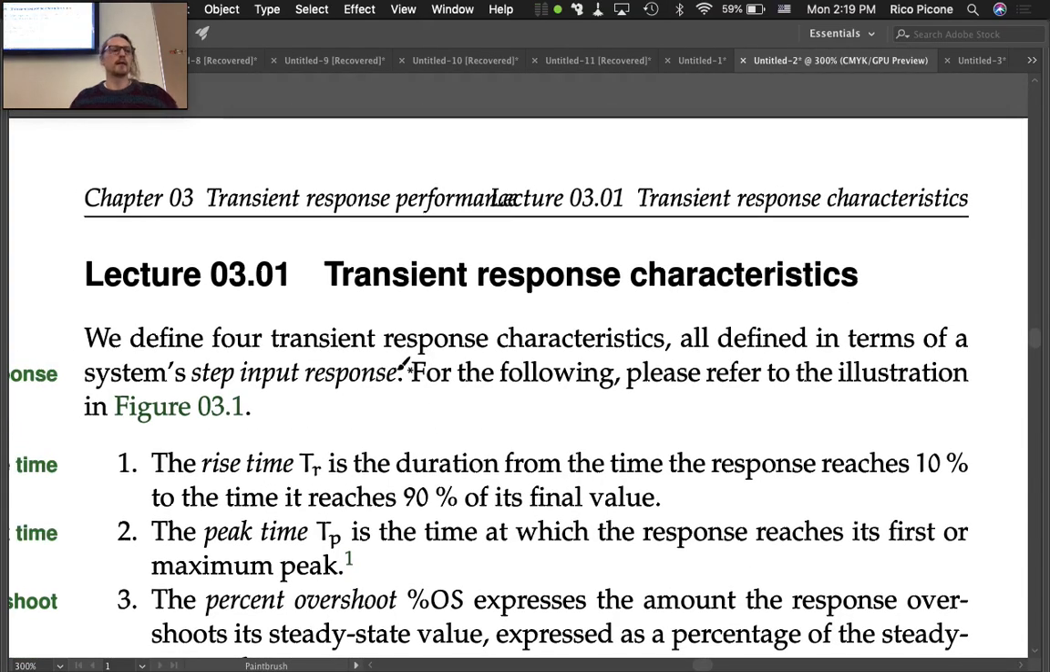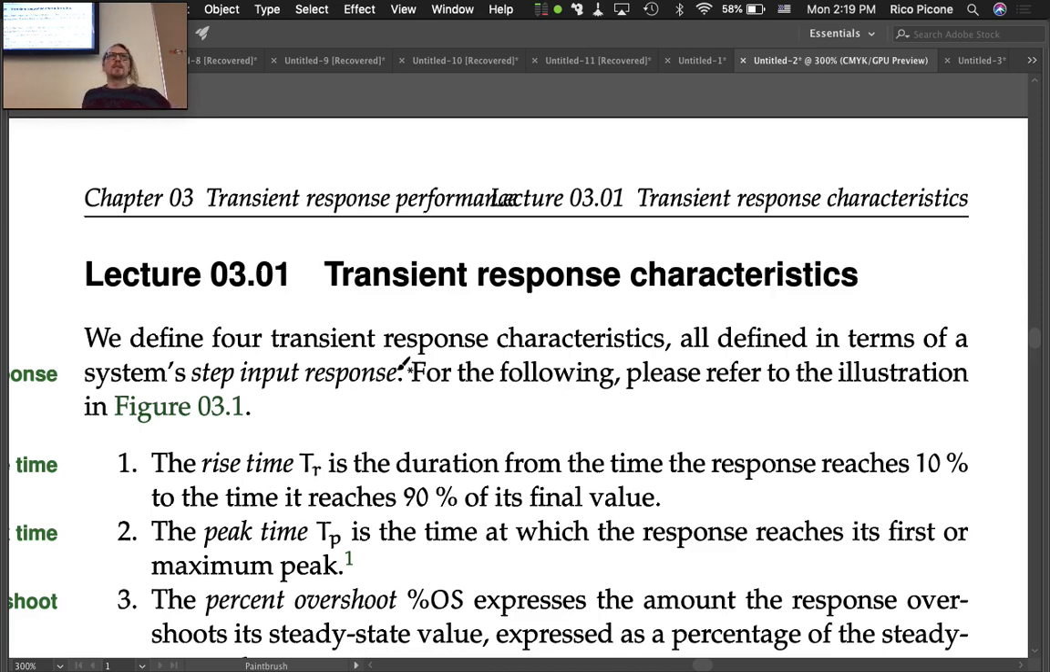So, lecture 3.1, transient response characteristics. So, we define 4 transient response characteristics, all defined in terms of the system's step input response.